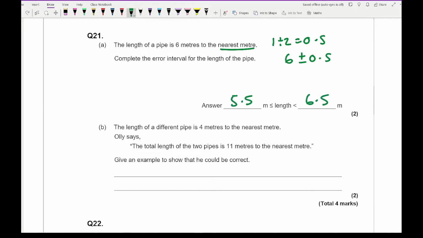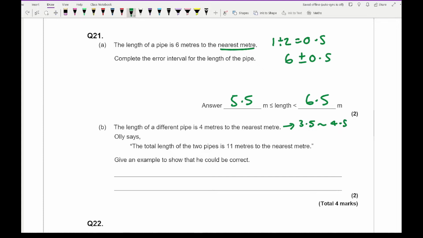It then says that the length of a different pipe is 4 meters to the nearest meter. So from that, that's going to be somewhere between 3.5 and 4.5. And Ollie says that the total length of 2 pipes is 11 meters to the nearest meter. Give an example to show that he could be correct. So what I'm looking for is a number that when I double it and round to the nearest meter, it rounds to 11.